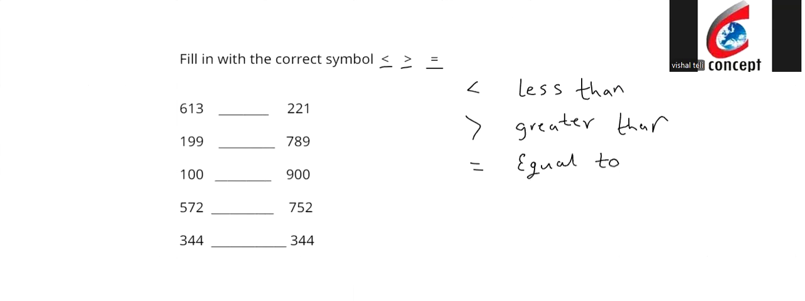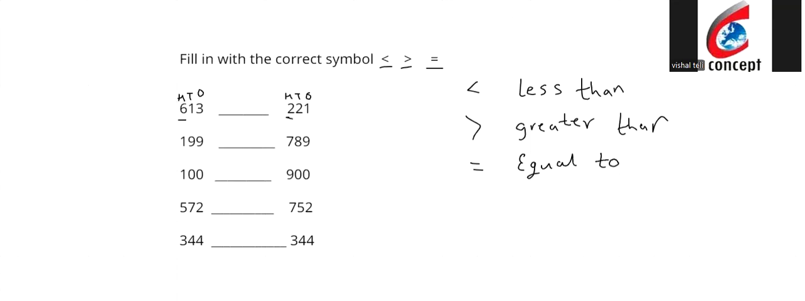How do you find the greater number? Look at the places here. This is ones, this is tens, and this is 100. This is 100 place, this is tens, and this is ones. Check the numbers from the left side here. This is 6 and this is 2. So which one is greater?